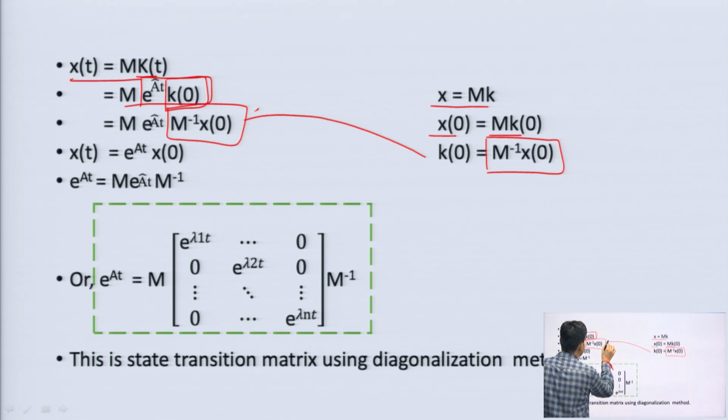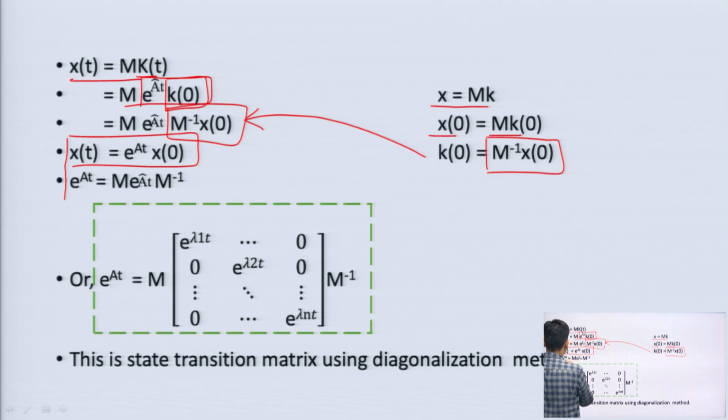You can directly take it from here. If we solve it, we will get this expression, because we know that x(t) equals e^(At) x(0). So, e^(At) can be written as M times e^(Â t) times M inverse. We need to compare with this. This is my standard equation, x(t) equals e^(At) x(0). If I compare with it, we will get e^(At) is equal to this much.